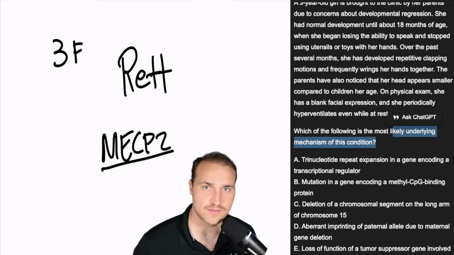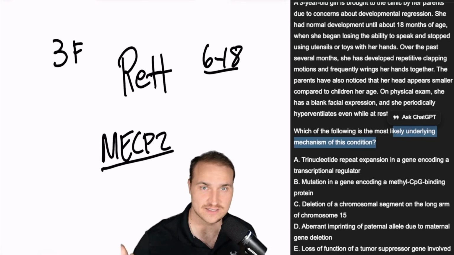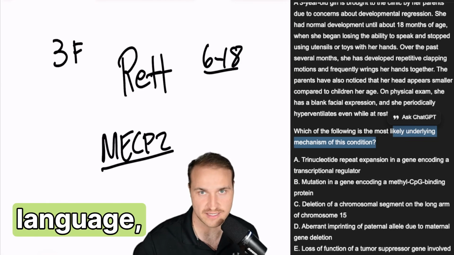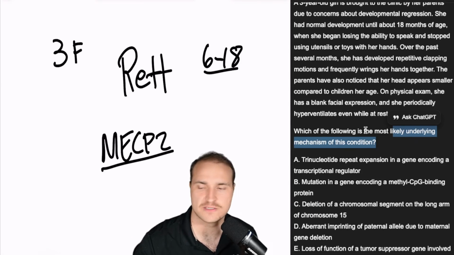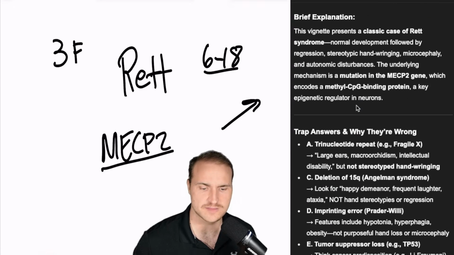And usually this is going to be present in girls between about 6 to 18 months who are developing normally, and then they start to regress. So you should look for the loss of language, hand function, microcephaly, and also the hand wringing movements. There are also going to be some strange breathing patterns. And here's a more in-depth breakdown.